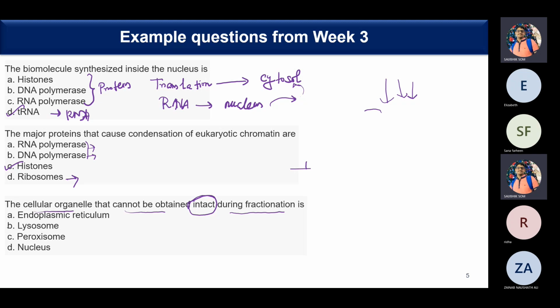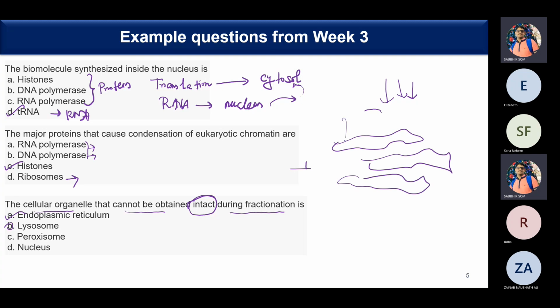So among them, lysosome is a small organelle. Peroxisome and nucleus are big organelles, but still they have a proper structure to maintain. However, the endoplasmic reticulum has only a single membrane structure, a very long, uneven single membrane structure. That will have lots of force and it will get sheared and form small particles of ER. So ER cannot be obtained intact during the centrifugation.